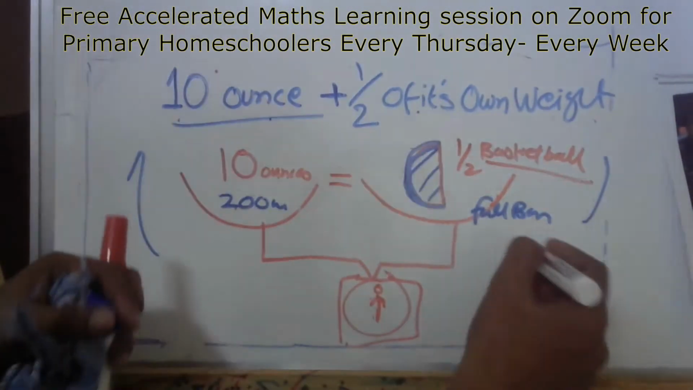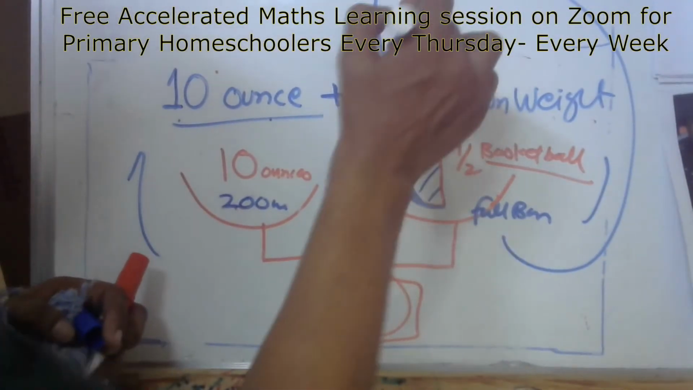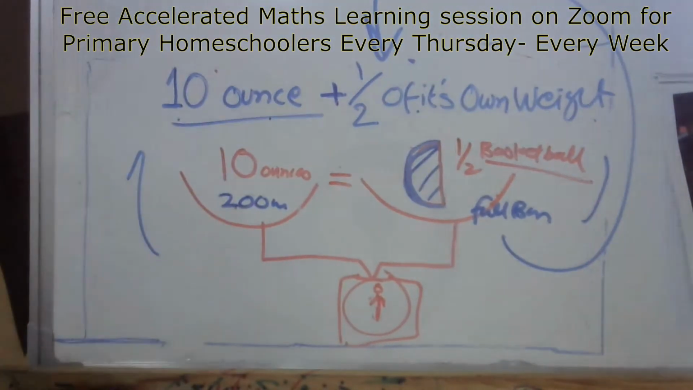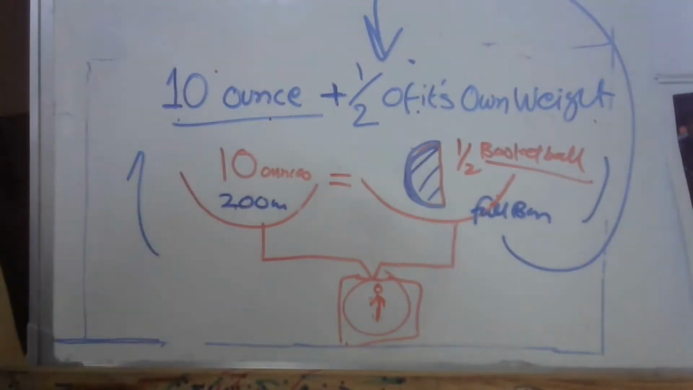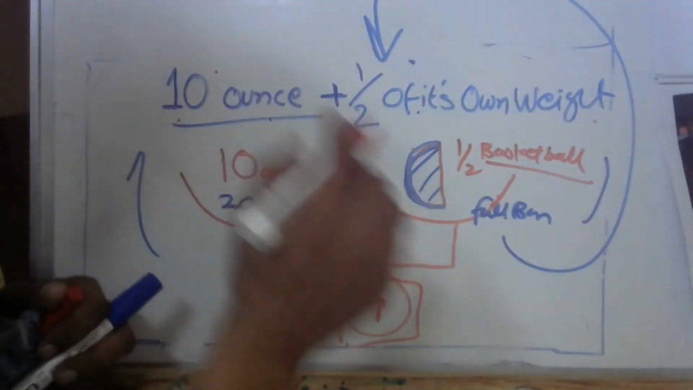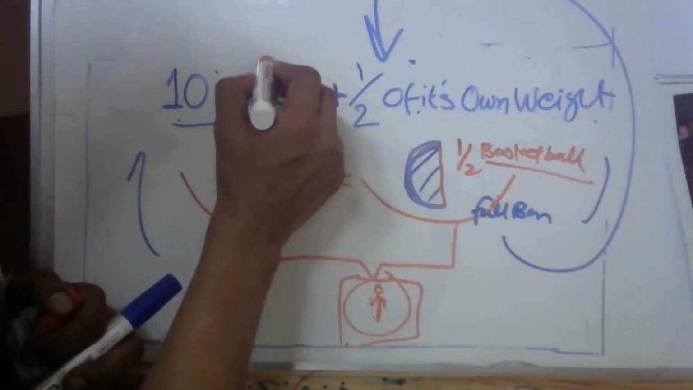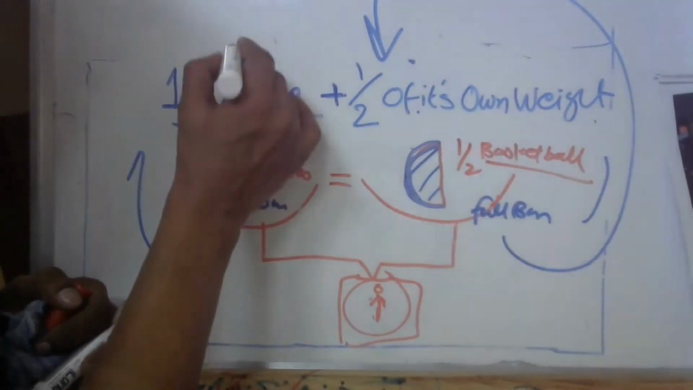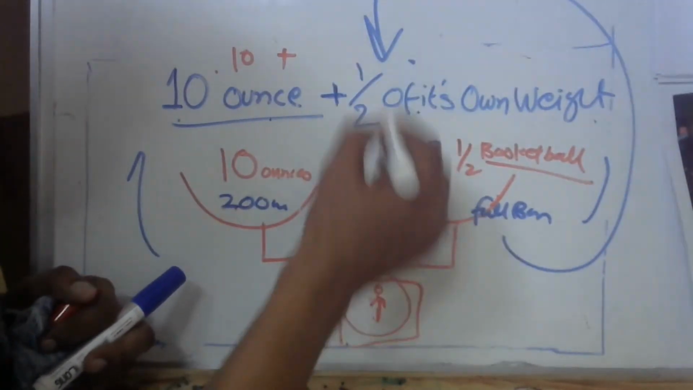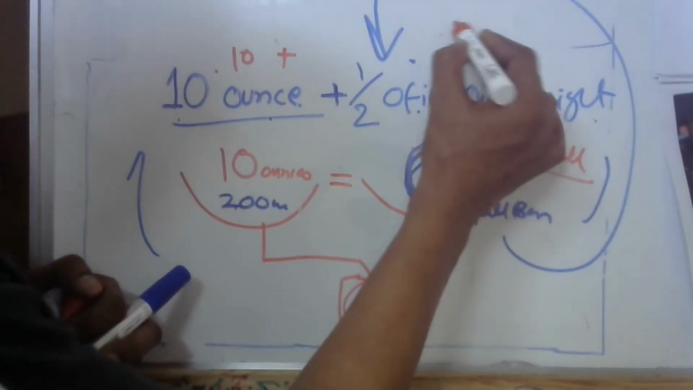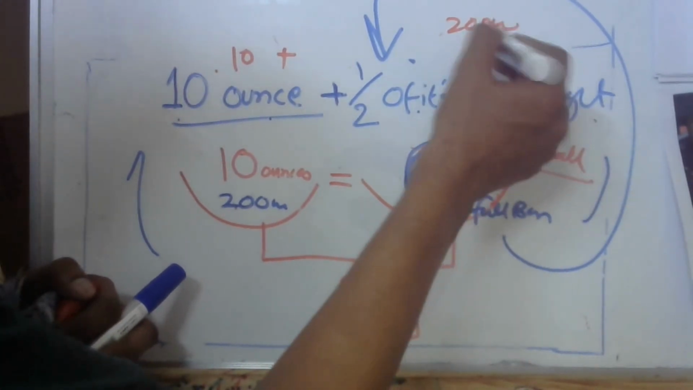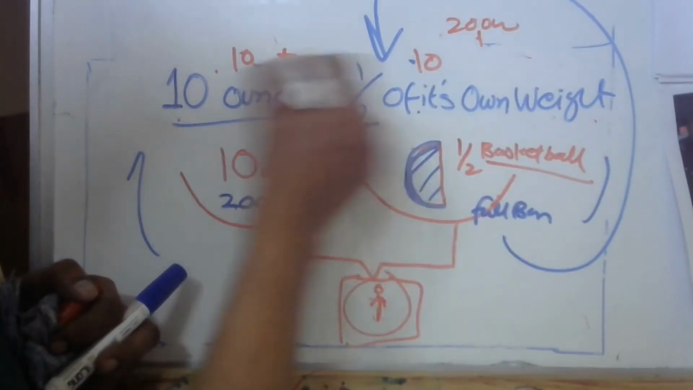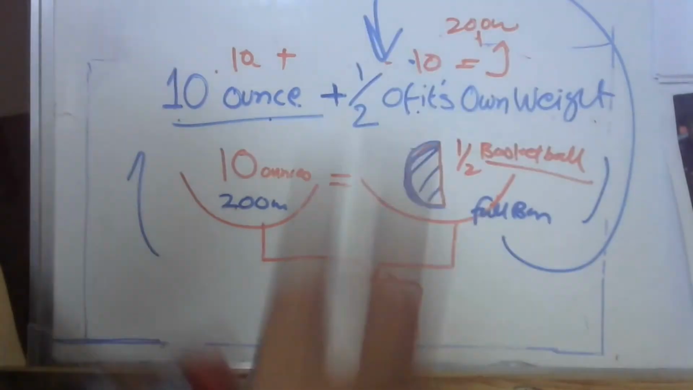Now we go back here and fit our answer here. Does it satisfy the question's conditions? Basketball weight, what we said, 20 ounces. Now here the question says 10 ounces plus half of its own weight. Our basketball weight is 20 ounces. What is half of it? 10. So 10 plus 10 is equal to 20. So our answer is correct.